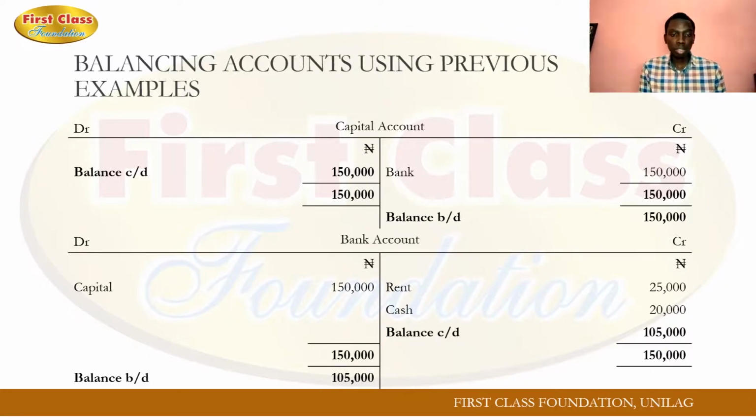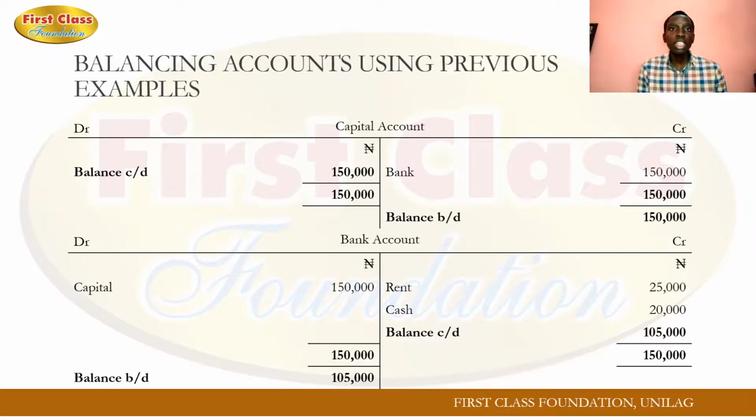Then we are balancing our bank account, and if you had followed through all the transactions we had, this was where we stopped. It was an initial capital of 150,000. Rent was paid of 25,000. There was a withdrawal of cash 20,000. So that gives us the total of 150,000. That means the balance in the bank account is 105,000. That's 150,000 minus 25,000 plus 20,000, which is 45,000. So we have our balance as 105,000.